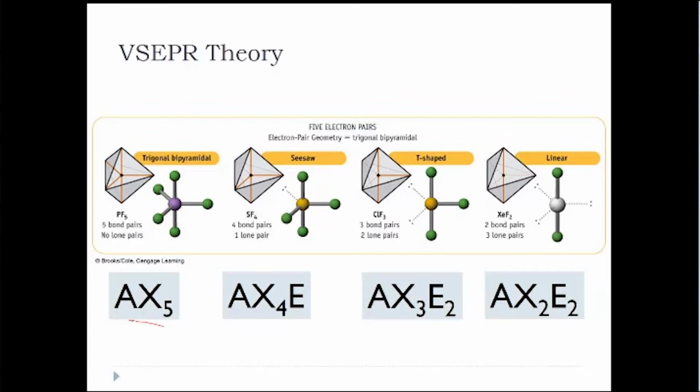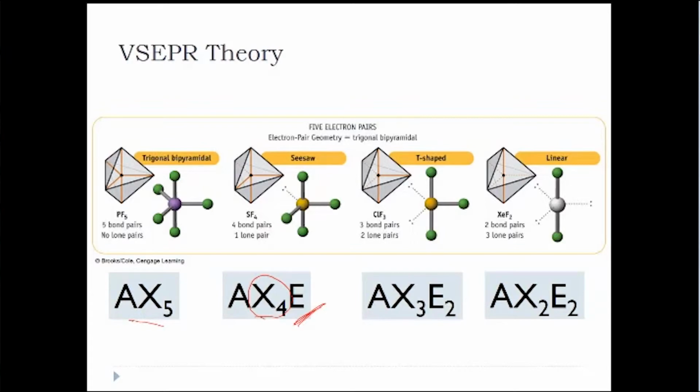Let's look now at what happens with those 5 groups of electrons when 4 of them are bonding, but one of them is a lone pair. We still have 5 groups of electrons that are going to take those positions in the trigonal bipyramid. However, one of those positions won't be seen in the molecular geometry.